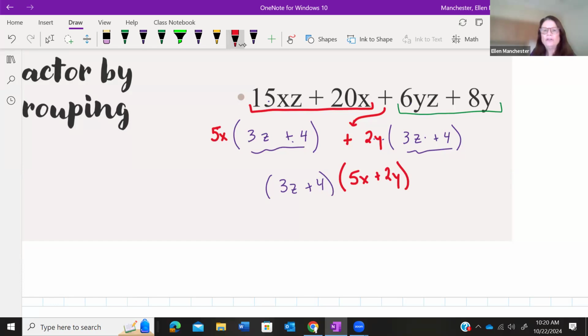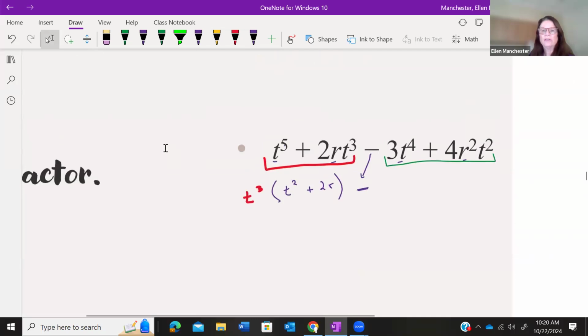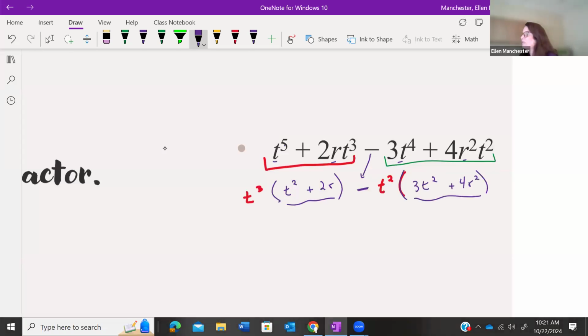Okay, so let me show you what would have happened had we continued on this one. So using that middle sign, here I factor the t squared out, and I end up with 3t squared plus 4r squared. Do you see how this and this are not the same? They're still t squared and r squared, but they're not the same. Your two sets of parentheses have to be identical. That's how you know that it's factoring by grouping. If they are not identical, then you're going to go, okay, that didn't work.